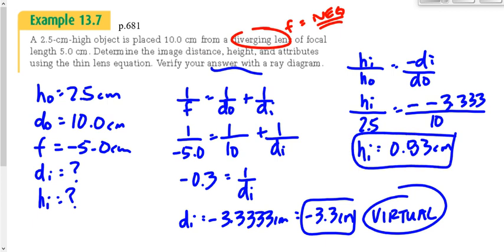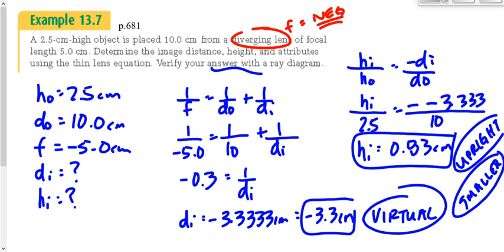Okay, what does that tell us? The fact that it's positive tells us that it's upright, which, if you remember the patterns, you already recognize that it was upright, because a virtual image will always be upright. But there's a nice little check in that for us, right? The number tells us that it's what? Yeah? Smaller. The object was 2.5 high. The image is 0.8 high. The image is smaller.